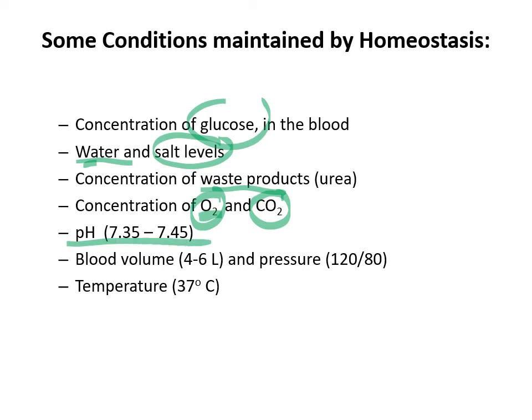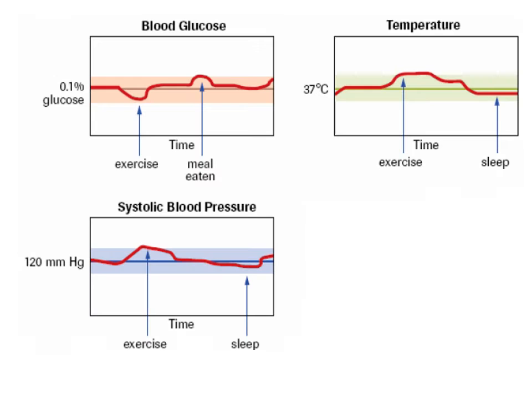Your blood pH, and we have lots of chemical means of maintaining that, including buffers. Blood volume and blood pressure are related to each other as well. And then something that I'm sure you've experienced is where you get hot or cold. You can see all the responses that your body will do to try to, if you're cold, bring up your body temperature. If you're hot, bring down your body temperature. All of these involve coordination between your nervous system and your endocrine system in order to maintain those internal conditions.